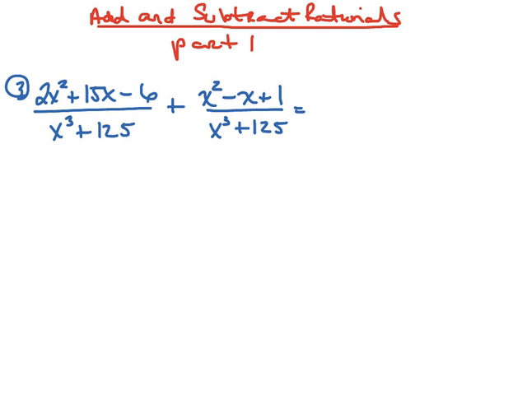Alright, example number 3. We're going to add these two rational expressions together. Notice again how we have common denominators, x to the third plus 125. Therefore, we're going to leave that denominator alone.